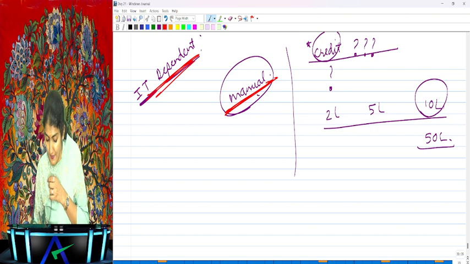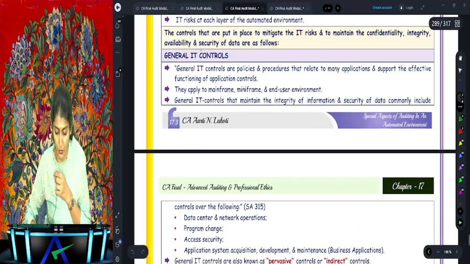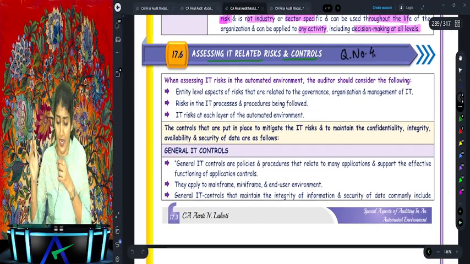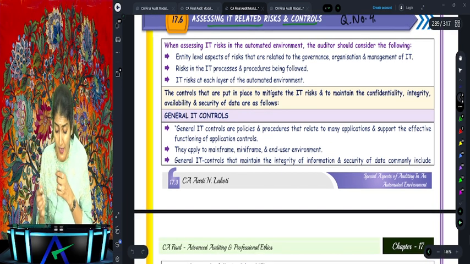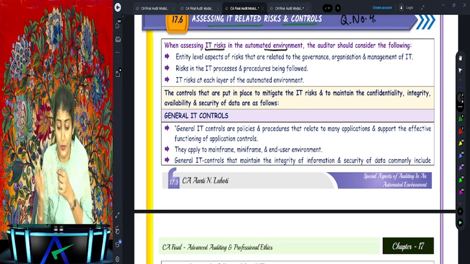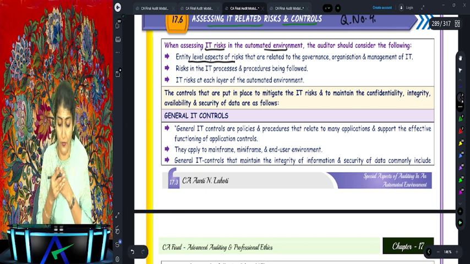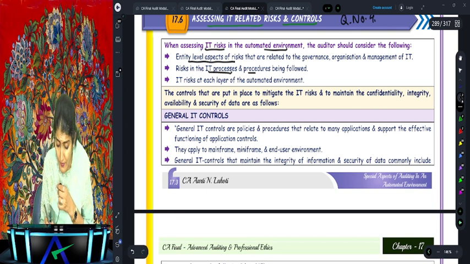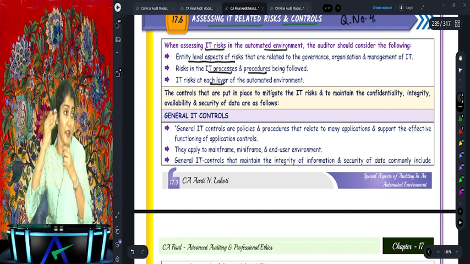Okay, right. So now let's come to the discussion over here regarding the general IT control. So one, what does it say? When assessing the IT risk in an automated environment, one, you need to check the entity level aspects of risk, then the risk in the IT processes and procedures, and then the risk at each layer of the automated environment. Right?